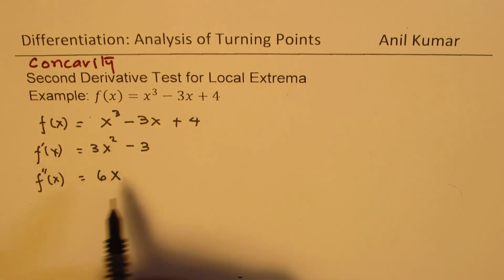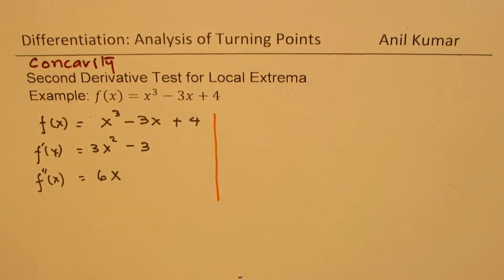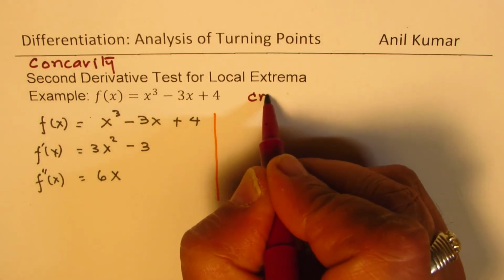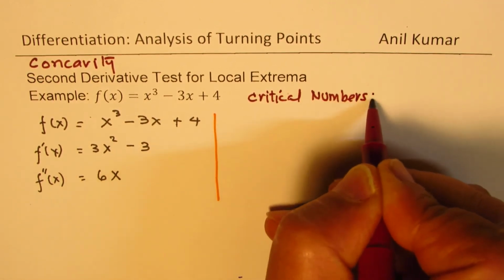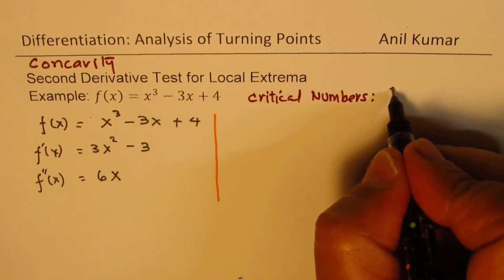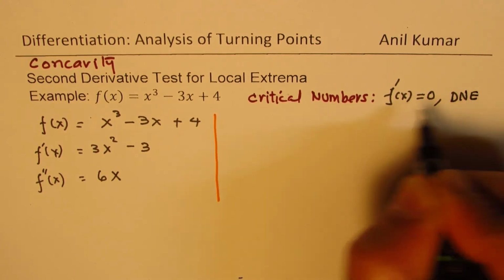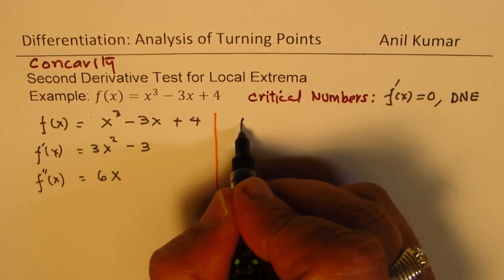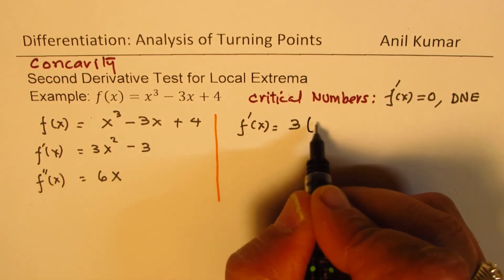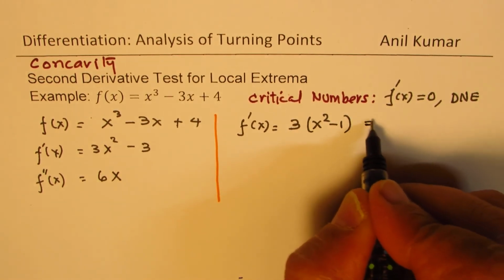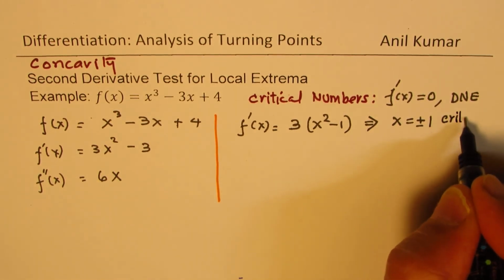Now, we already found the critical numbers for this. Let me write down. So let's find the critical numbers. Critical numbers are basically numbers where the first derivative is either equal to 0 or does not exist, right? So both are critical numbers. In our case, the first derivative is 3 times, we'll just factor this out, x squared minus 1. So this leads to x equals plus or minus 1 as critical numbers.